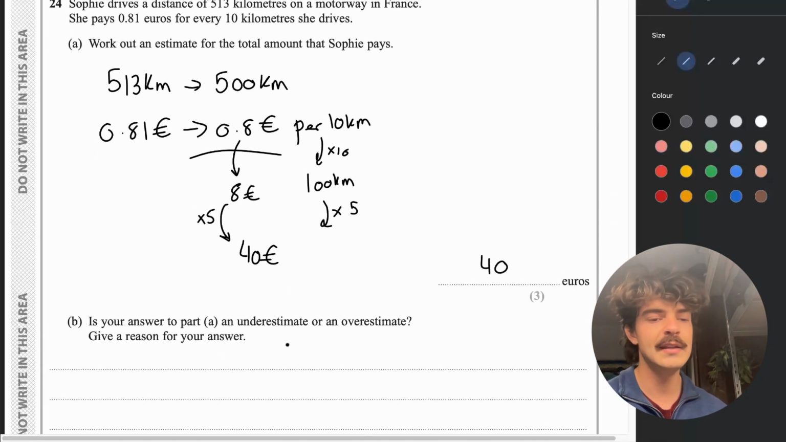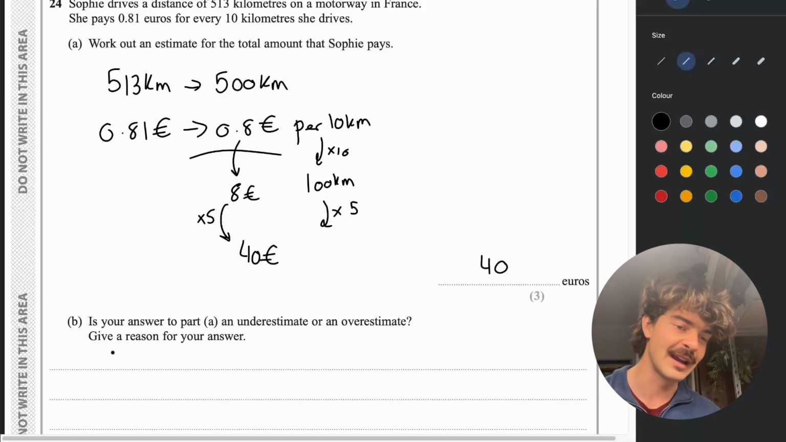Cool. Is your answer to part A an under or over estimate? Well, given that we've actually decreased both of our values, we decreased the distance in our estimate and we decreased the values, we're definitely going to have an underestimate.